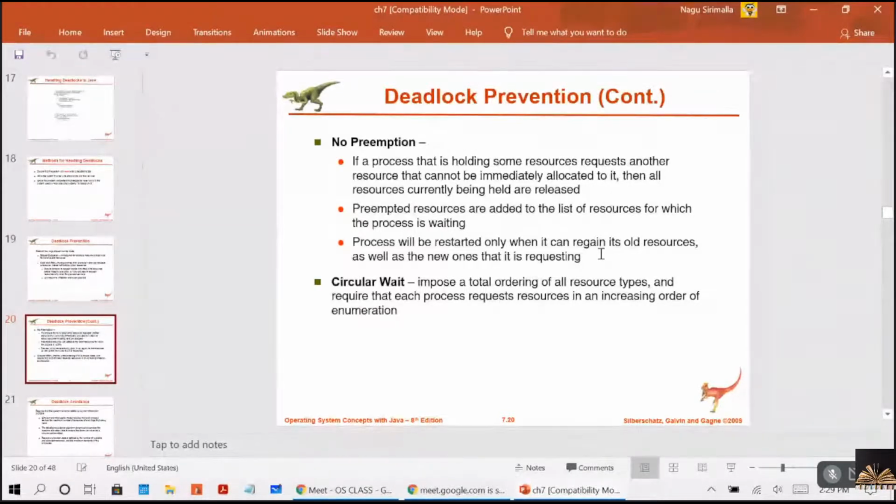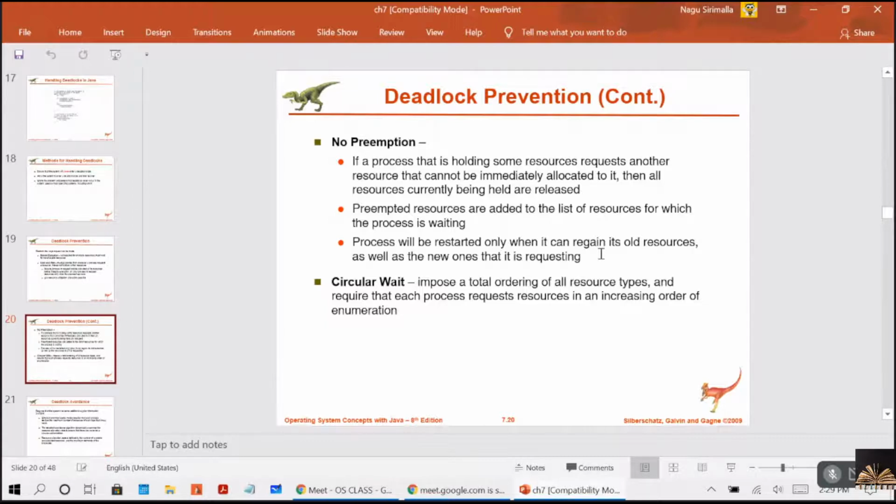Now I can represent F for different resources like tape drive, disk drive, and printer. Take this example: F of tape drive is equal to 1, that means I have only one tape drive. F of disk drive is equal to 5, that means I have 5 disk drives. F of printer is equal to 12, that means I have 12 printers available.